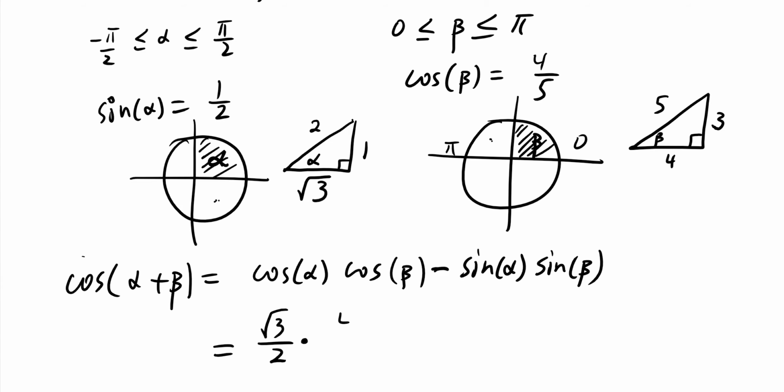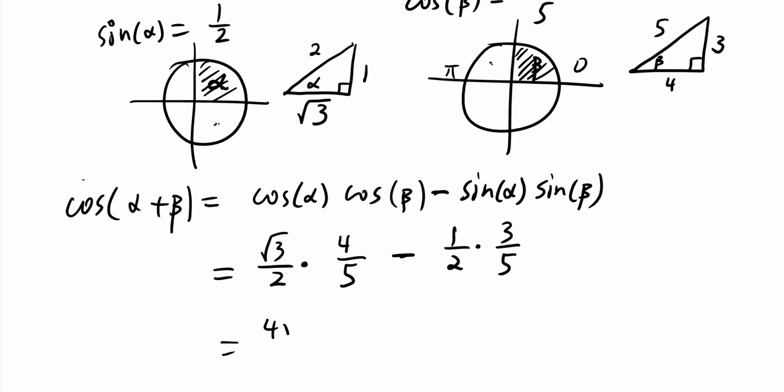Cosine beta from the second triangle, adjacent over the hypotenuse, minus sine alpha is 1/2, sine beta, opposite over the hypotenuse. So that gives us 4 square root of 3 minus 3, all over 10.